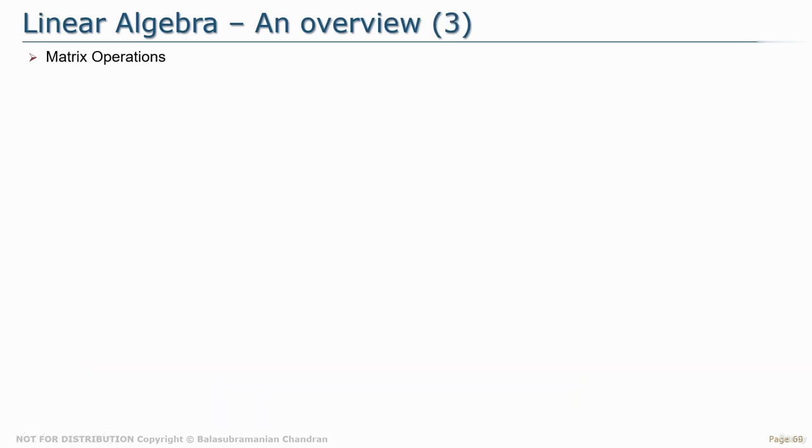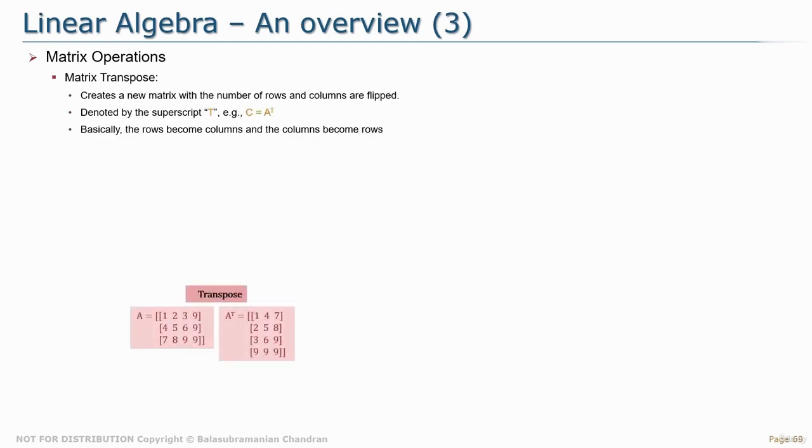Now let's see some of the common matrix operations. Matrix transpose. Matrix transpose creates a new matrix with the number of rows and columns flipped. They are denoted by the superscript T. Example, C is equal to transpose of A. Basically, the rows become the columns and the columns become the rows, like this. These 3 rows have become 3 columns here, and 4 columns here have become 4 rows here. So this is an example of a transpose matrix.